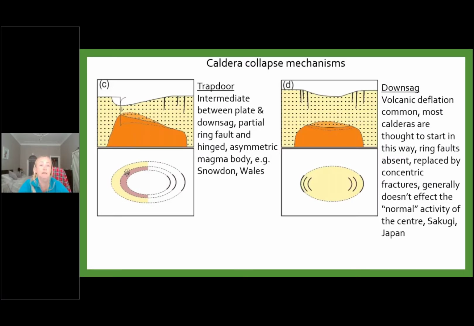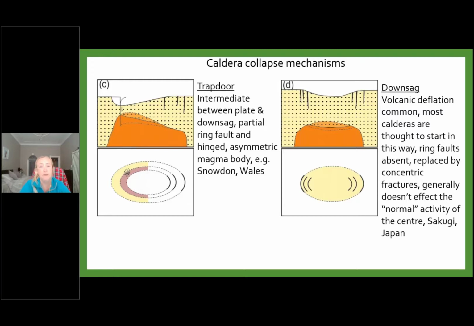So trapdoor mechanisms is an intermediate between the plate that I mentioned first and the downsag that's also on this slide. You have a partial ring fault that's hinged on the opposite side, and it's an asymmetric magma body. An example of that is Snowdon in Wales, and you can see there in the plan view on the right hand side, the darker images are concentric fractures that are associated with the hinging effect as well.